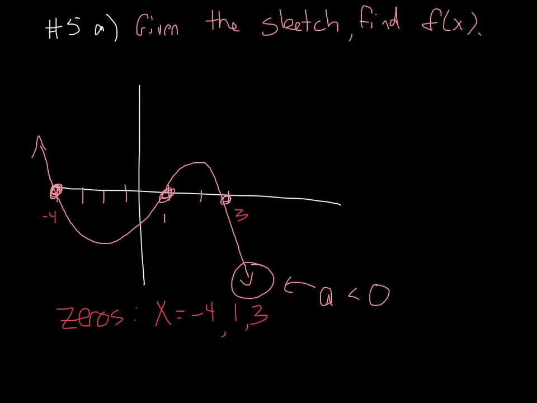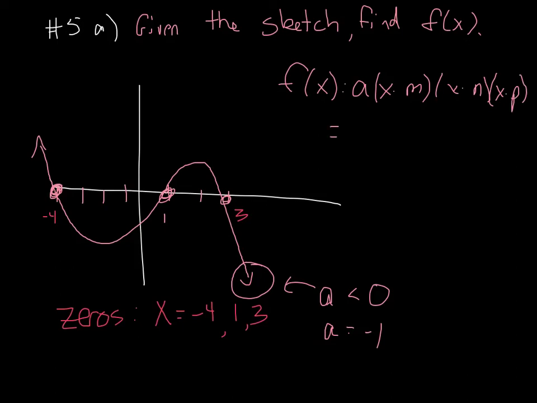All right, and since I gave you the zeros, I'm going to let you assume that A is negative 1. So here we go. Let's do our sketch. Remember, it's A times x minus the first zero, times x minus the second zero, times x minus the third zero. I said you can assume A is negative 1 here since I gave you all 3 zeros. It won't be like that in the next example.